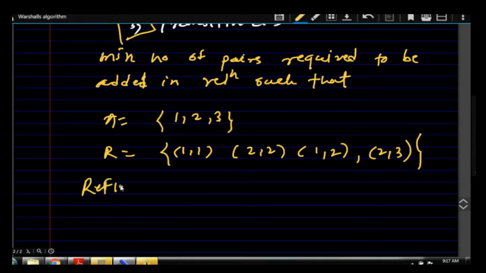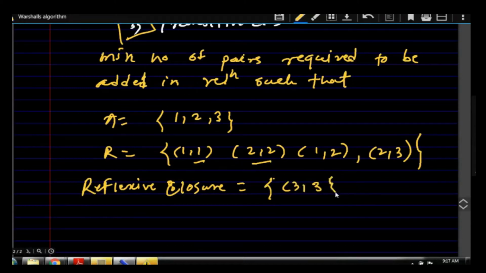A reflexive closure: check whether the relation is reflexive or not. It has the (1, 1) pair here, the (2, 2) pair here, but the (3, 3) pair is not there. So the reflexive closure will be the ordered pair (3, 3). Reflexive says that for each element in the set there must be a self edge. The (3, 3) pair is not there in this relation, so by adding this (3, 3) it will become reflexive.